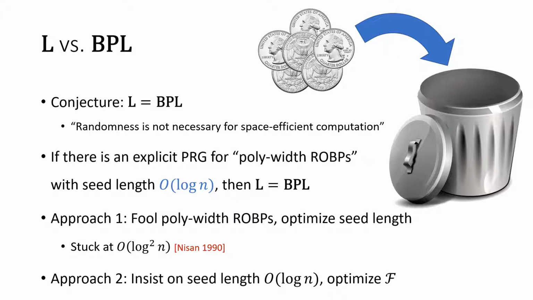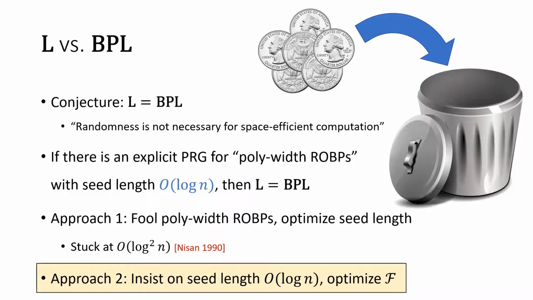At the opposite extreme, we can instead insist on seed length O of log n and try to design pseudorandom generators that fool more and more powerful models of computation, working up to fooling polynomial width read-once branching programs. That's what this work is all about.